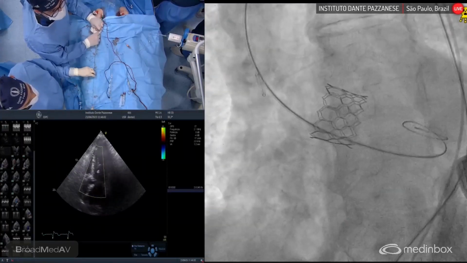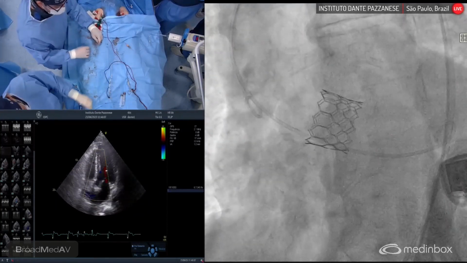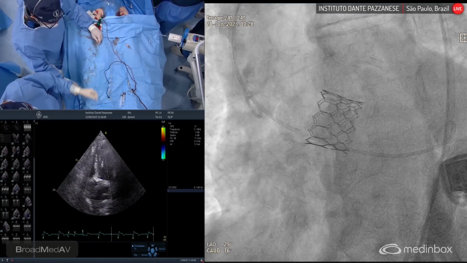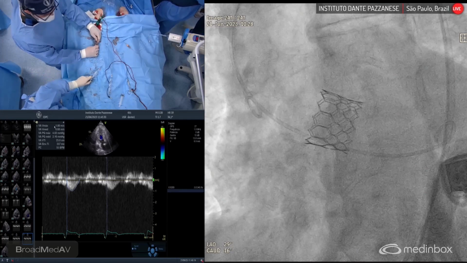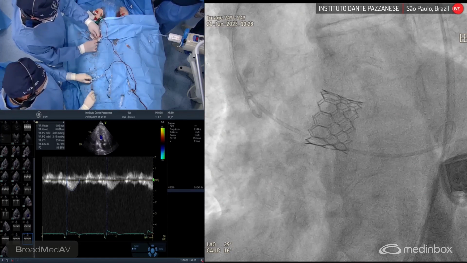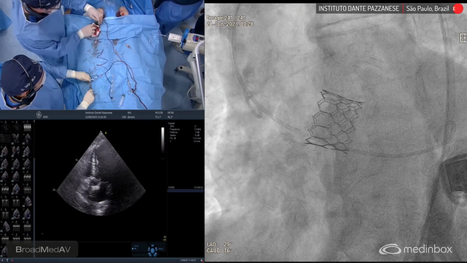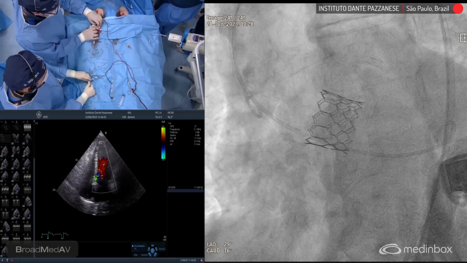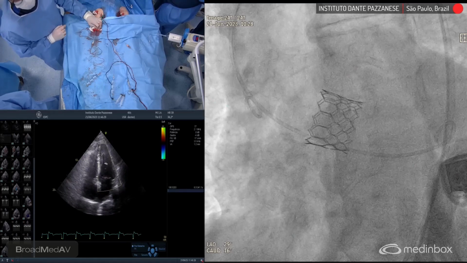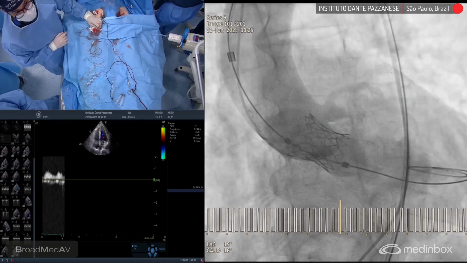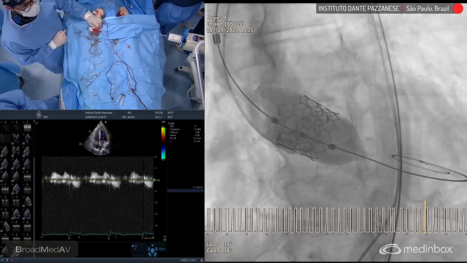Wendy, can you show the audience the flux, please? Right here we can see the flux going through the prosthetic valve, and the gradient right here, 4 and 2, with a peak max velocity of 1 meter per second. Okay, good. Really good, very interesting. No pericardial effusion or ventricular dysfunction at all, and no increase of the intraventricular gradient.